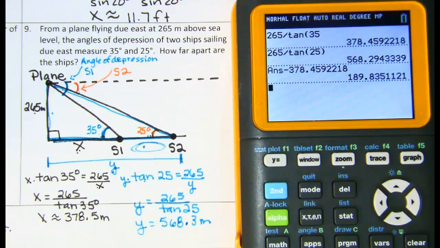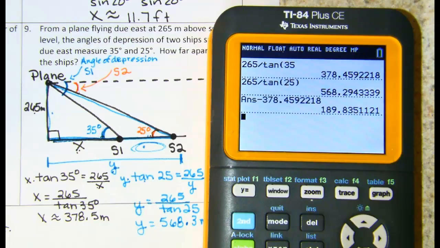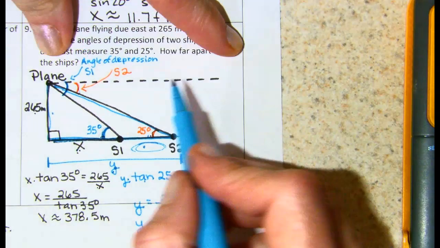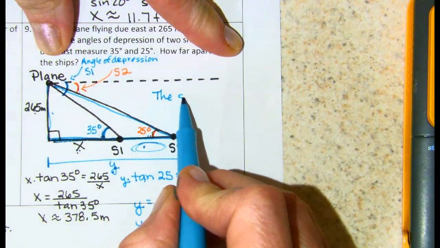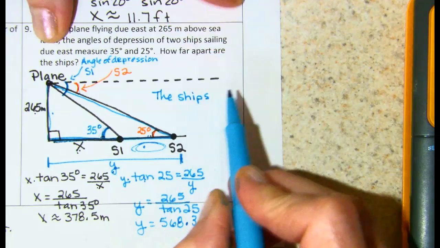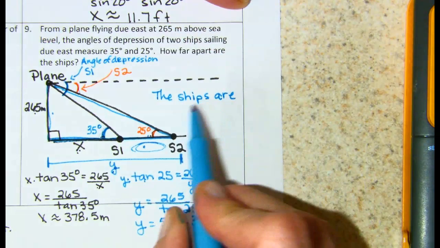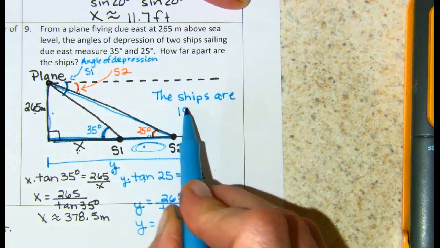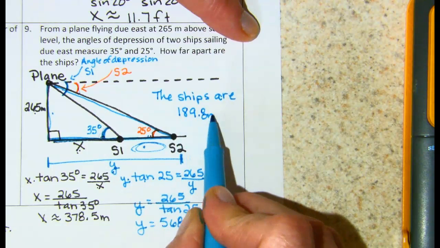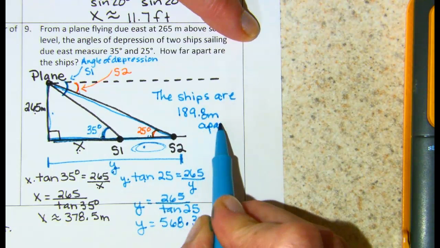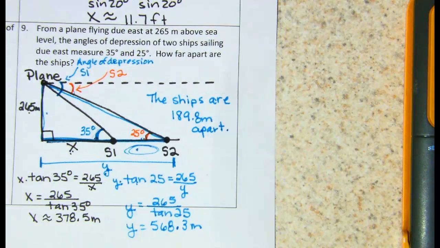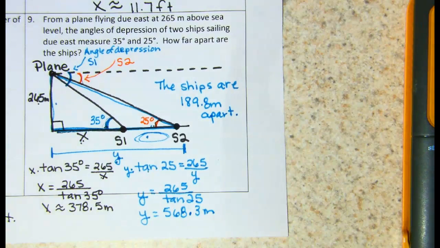Now, to answer the question, how far apart are the ships, we subtract those two numbers and get approximately 189.8. So the ships are 189.8 meters apart. And then this concludes this set of notes.